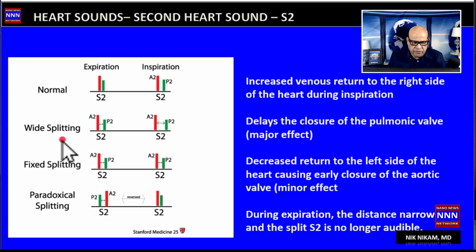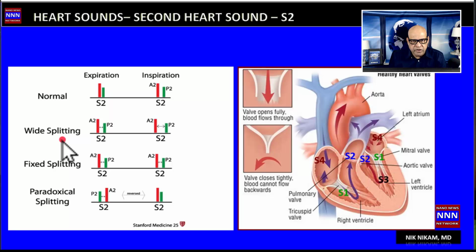So let us start with wide splitting of the second heart sound. Before I go into the wide splitting of the second heart sound, I want to use this heart diagram to explain the normal splitting of the second sound during inspiration. During inspiration, there is more venous return into the right side of the heart, thus increasing the volume and the time it takes to eject into the pulmonary arteries, thus delaying the closure of the pulmonic valve. And similarly, as I explained, there is pooling of the blood in the lungs during inspiration because of expansion of the lung, and that causes an early closure of the aortic valve.